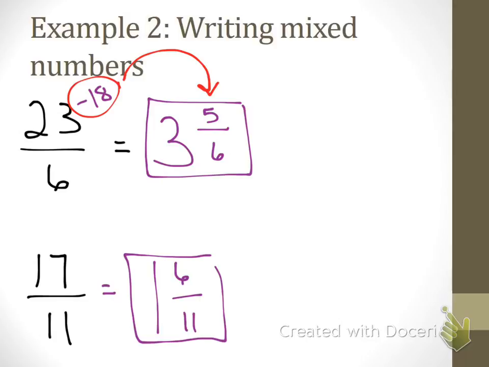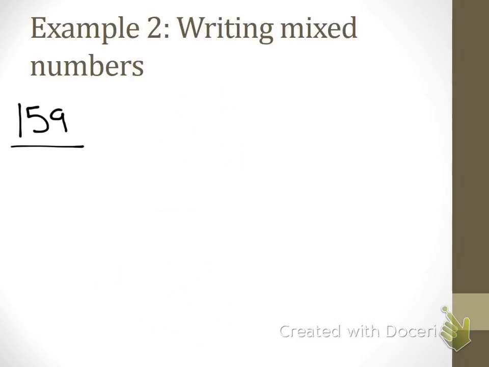Not 17, because I have to subtract 11 from 17, and 6 are left over. Okay, 6 are left over. The leftovers go in the numerator. All right, got it? Okay, so now I want you to practice 2 more.